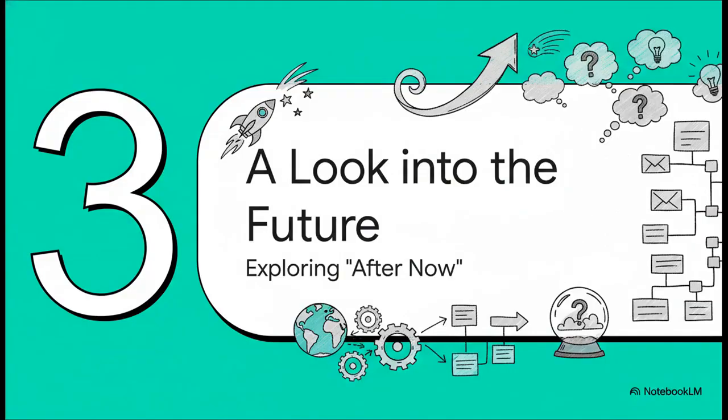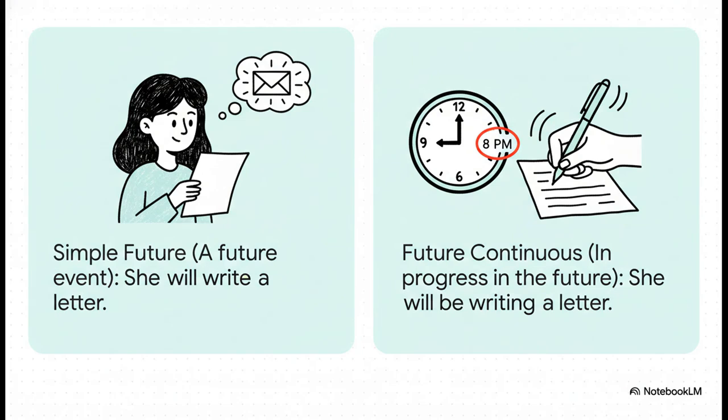Okay, we've visited the present, we've explored the past. You know what's next? Let's fire up the time machine and jump forward on our timeline. It's time to explore the after now, that whole world of plans, predictions, and all the possibilities that haven't even happened yet. And hey, look, we're seeing a similar pattern again. She will write a letter just states a future fact or an intention. It's gonna happen. But she will be writing a letter? That gives us more detail. It tells us that at a specific time in the future, let's say 8 p.m. tomorrow night, she will be right in the middle of that action. So, don't call her then.